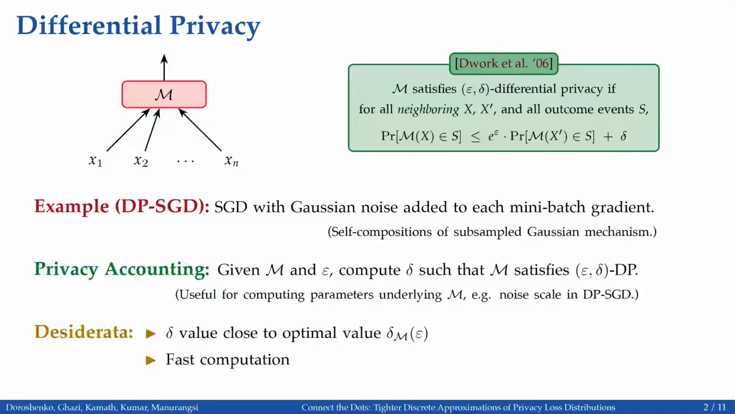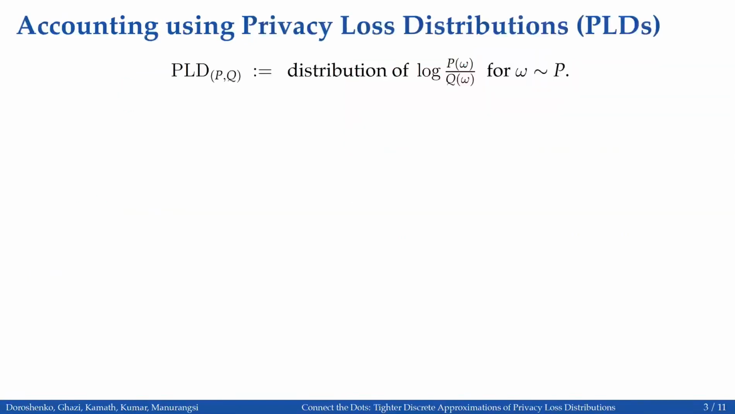Now, there is a twofold goal when designing an accounting method. Namely, we want the computed delta value to be as tight as possible, and we want the computation to be as fast as possible. Privacy loss distributions, or PLD for short, provide a tight numerical approach to privacy accounting.